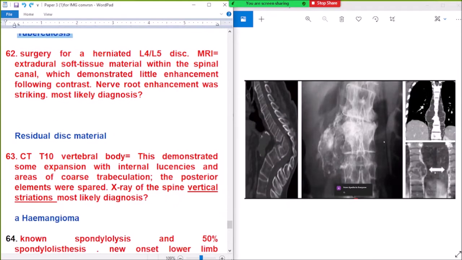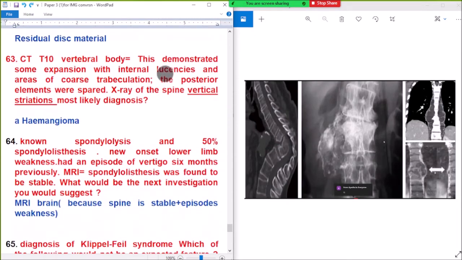Question 62. Surgery for herniated L4, L5 disc material. MRI shows extradural soft tissue mass within the spinal canal which demonstrated little enhancement for contrast. Nerve root enhancement was striking. Most likely diagnosis: residual disc material. This is post surgery, and there's soft tissue material within the spinal canal which demonstrated little enhancement.